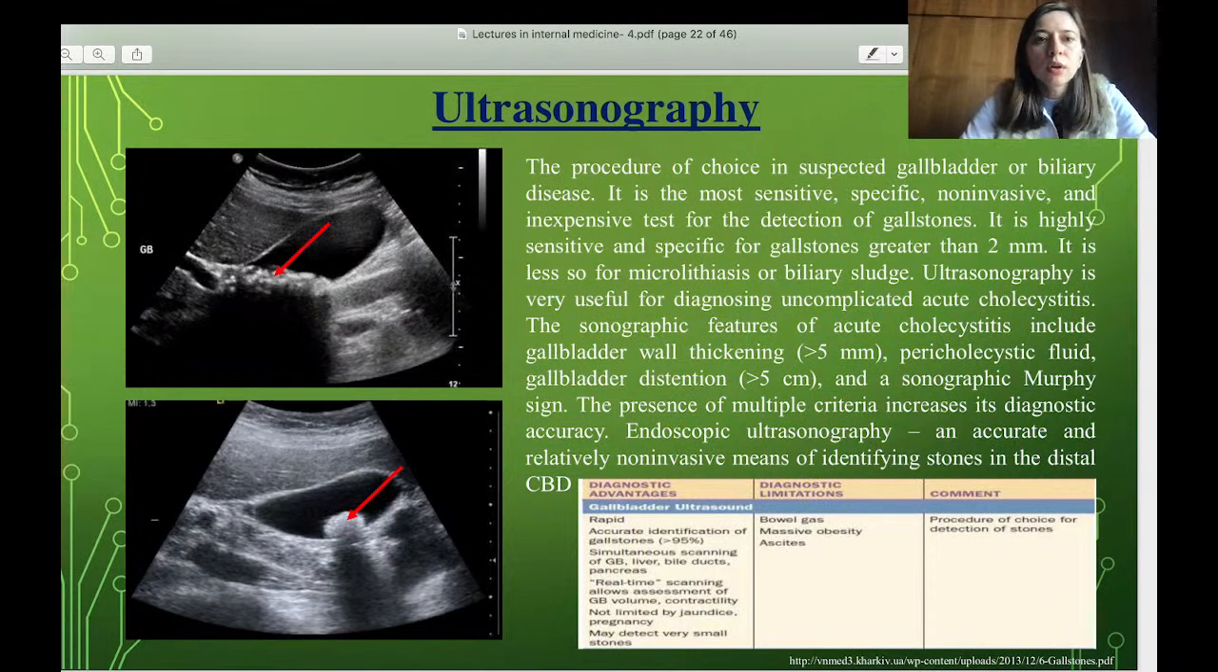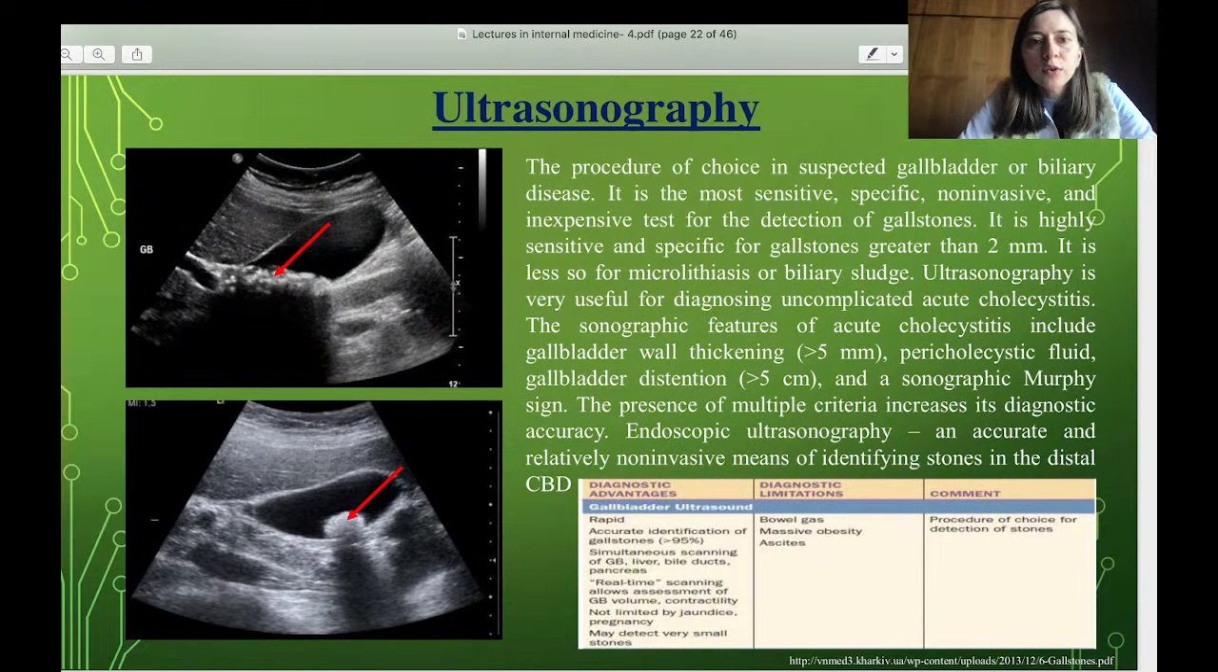Next, ultrasonography, the procedure of choice in suspected gallbladder or biliary disease. It is the most sensitive, specific, non-invasive and inexpensive test for the detection of gallstones. It is highly sensitive and specific for gallstones greater than 2 millimeters. It is less so for microlithiasis or biliary sludge. Ultrasonography is very useful for diagnosing uncomplicated acute cholecystitis.